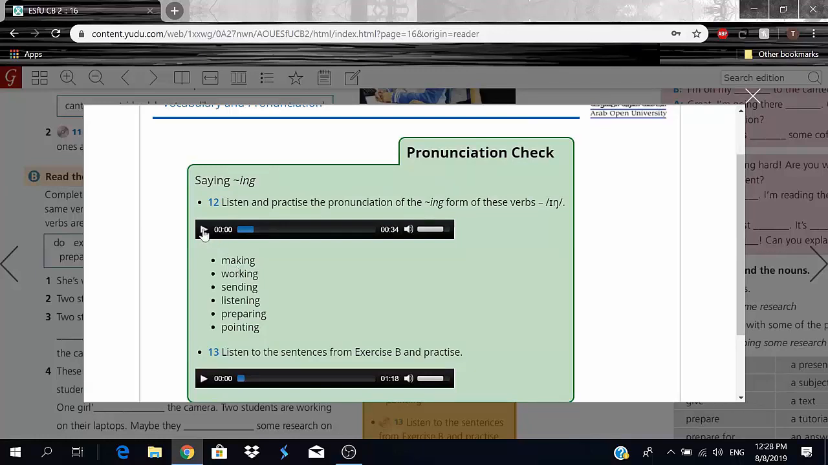Pronunciation check. Listen and practice the pronunciation of the ing form of these verbs. Making, working, sending, listening, preparing, pointing.